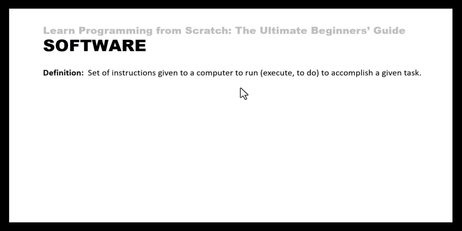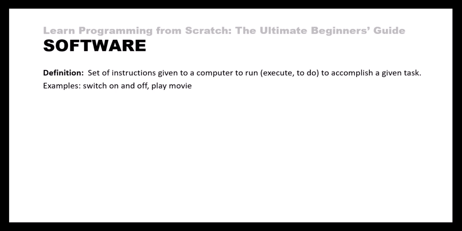Okay, so a software is simply a set of instructions that are given to a computer to run to accomplish a given task. When you say run, it means the computer is given an instruction to carry out to accomplish a certain task. A good example of a task is when you switch on the computer, you give it an instruction to turn on. When you turn off the computer, you give it an instruction to turn off, and it does exactly that. It follows the instruction that you give the computer.